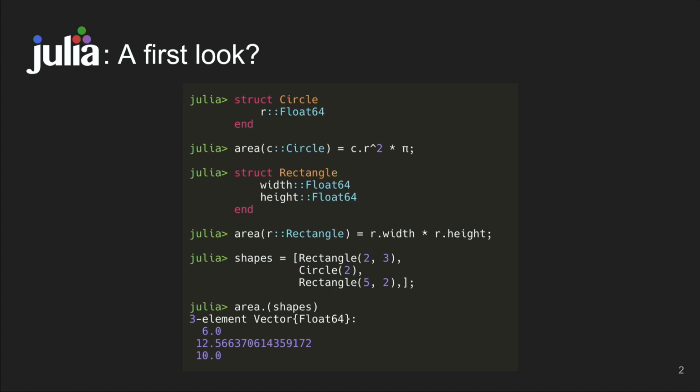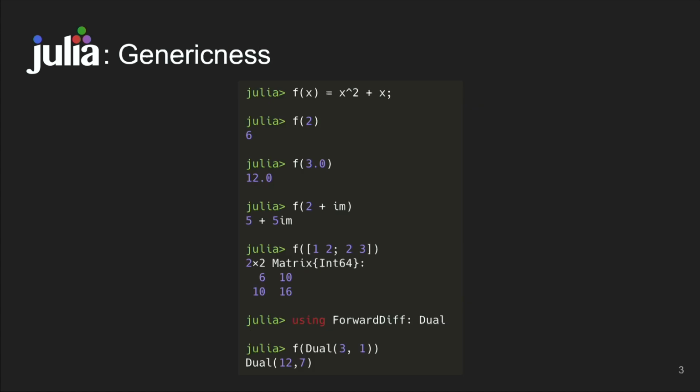And then I define another struct, a rectangle here, that has two fields in it, width and a height, and another area method that takes a rectangle this time, computes the area. Then I can create a vector of these shapes, so I have two rectangles and a circle here. And I can compute the area of all these shapes. And here I'm using a little bit of syntactic sugar. If you see, there's a little dot here in front of the function call, and that means that you're applying the area function to every element in the vector.